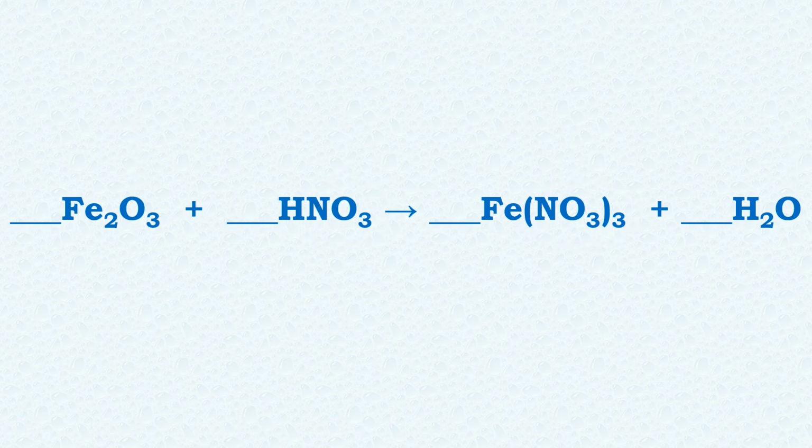I'll start by inserting a coefficient of 2 in front of the iron(III) nitrate to balance the iron. Next, I'll balance the nitrates by adding a coefficient of 6 in front of nitric acid. The iron and nitrate are now balanced. The only thing left is to balance the hydrogen and oxygen in water. A coefficient of 3 will do that for me. The equation is now balanced.